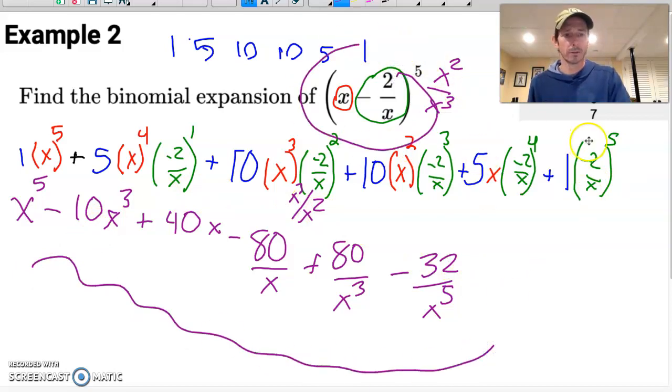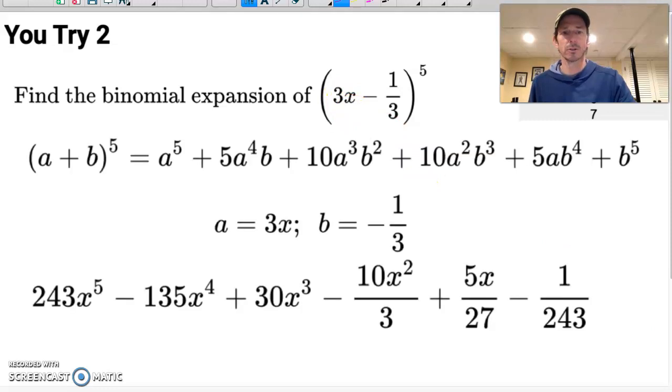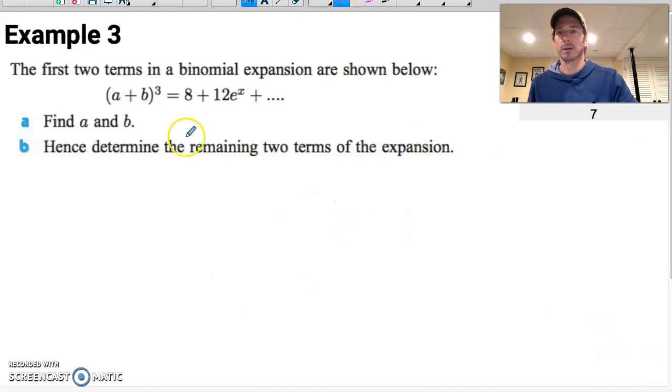All right, you get one to try. Pause the video, try it. Notice you have a negative 1/3. That negative goes with it, and your 3x. This 3 is going to hit each of the powers as well. Pause, try. Here you go. Unpaused. There's what you should have gotten. Again, there you go. All right, moving on.